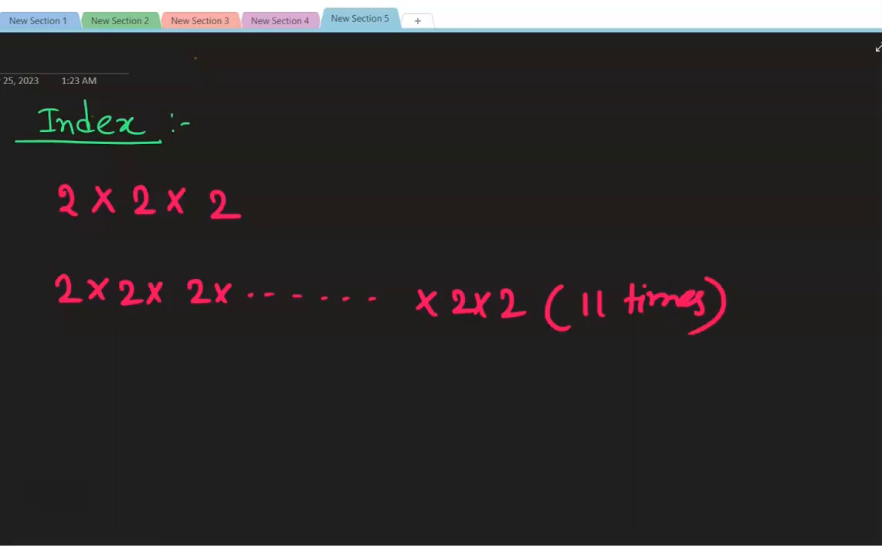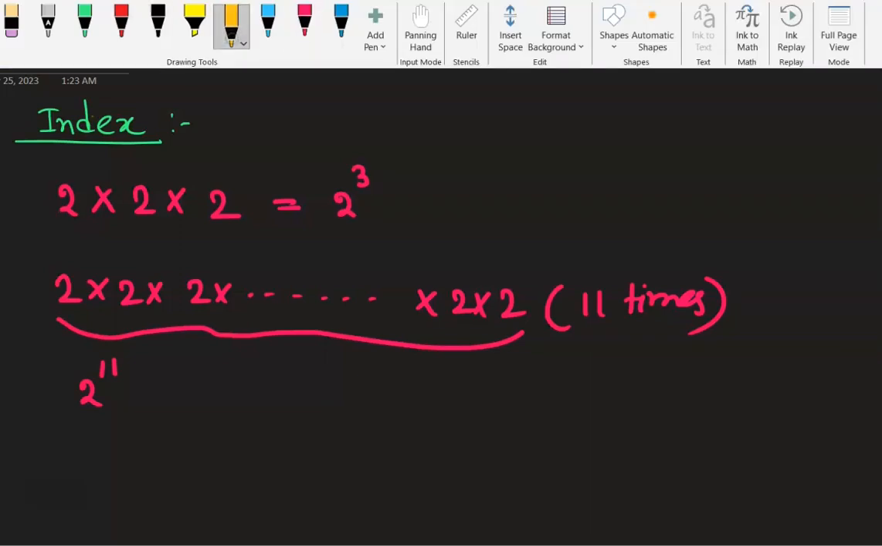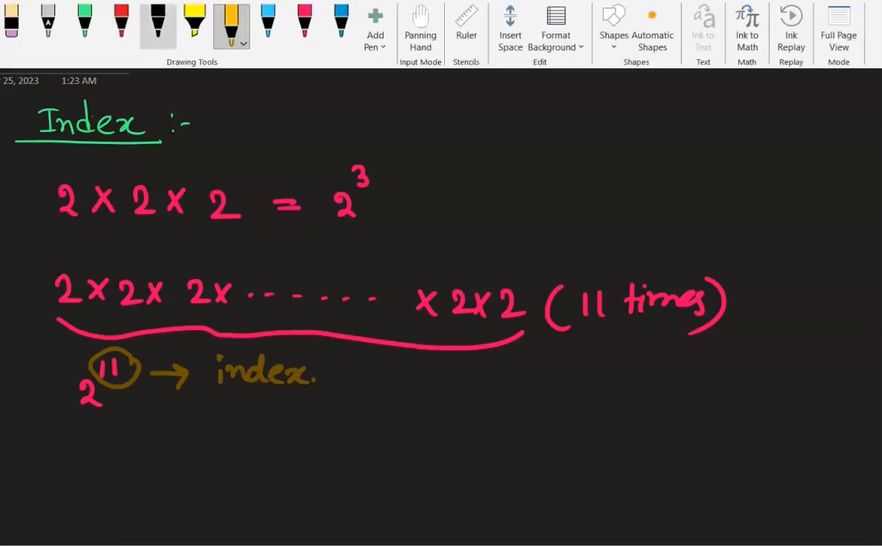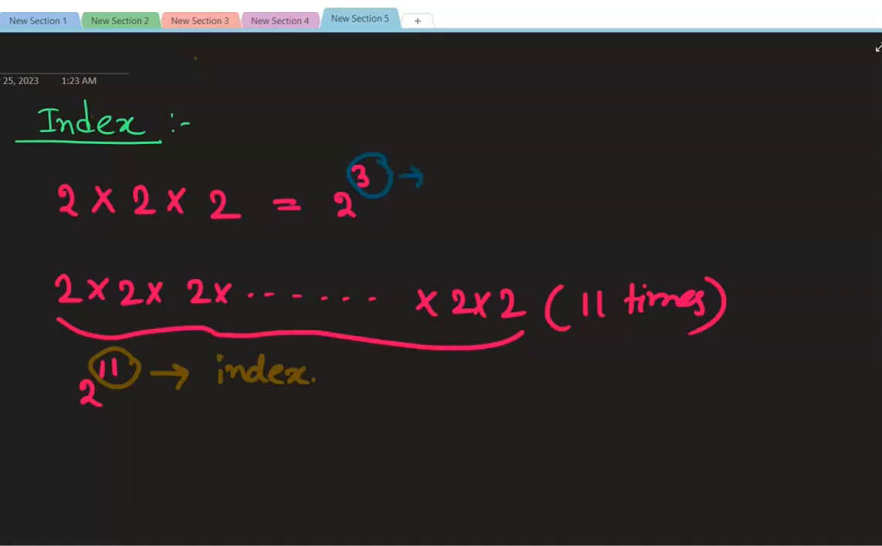That's why mathematicians did one thing. Instead of writing this as 2 11 times, they write it as 2 to the power 11. Similarly, they write the multiplication of 2 3 times as 2 to the power 3. So we call the thing above this index. Now here this 3 is index.